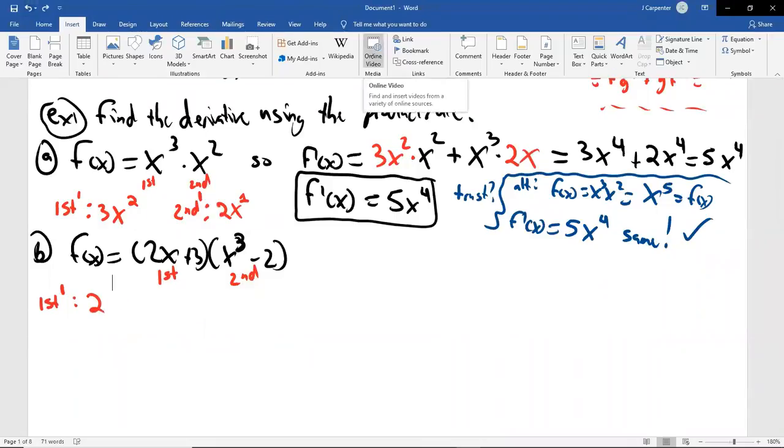The derivative of the 3 is nothing, and I'm not going to write nothing. That's a lot of negatives, not nothing. All right, well, how about the derivative of the second function? That's our x cubed minus 2.